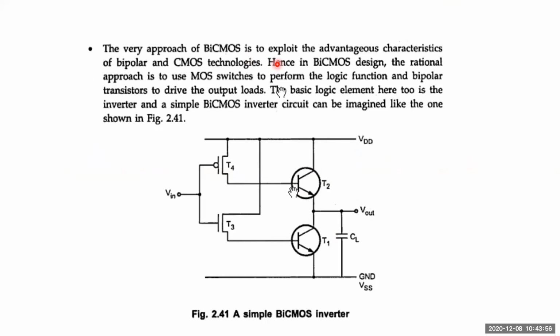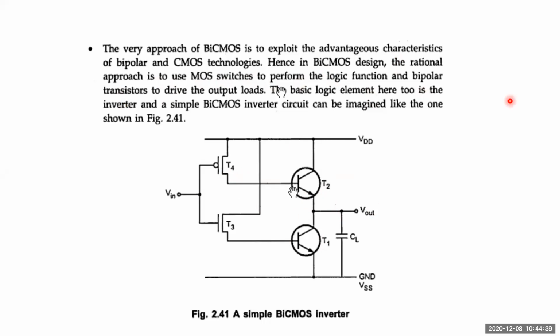The approach of BiCMOS is to exploit the advantages and characteristics of both bipolar and CMOS technology. CMOS has low power consumption and a smaller size, and the BJT has very good driving capability. It can drive output loads very well. That's the important advantage. Hence, in BiCMOS design, the rational approach is to use MOS switches to perform the logic function, and the bipolar transistor to drive the output loads.